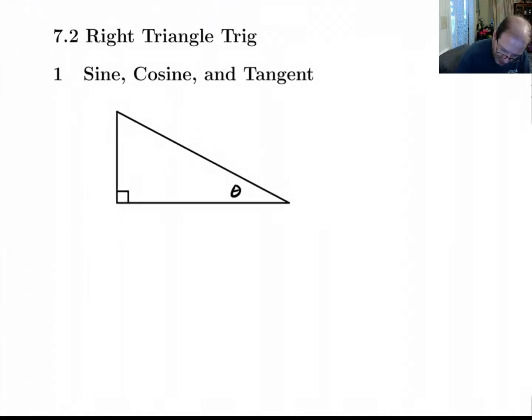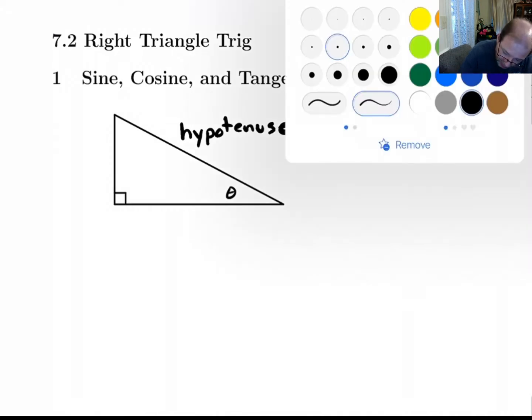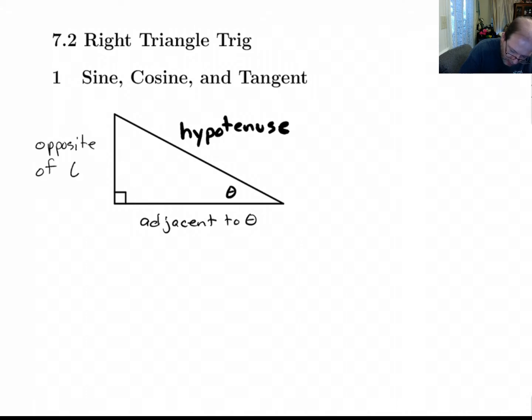And with the three sides of the triangle, we've got the longest side that is across from the 90 degree angle. This is the hypotenuse. That's the hypotenuse. This side is the side adjacent to theta. And this side over here is the side opposite of theta. And so all the trig functions we're going to look at are defined in terms of opposite, adjacent, and hypotenuse.